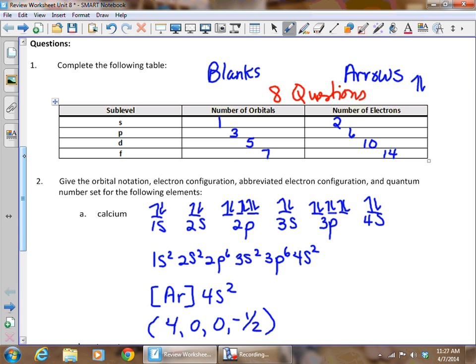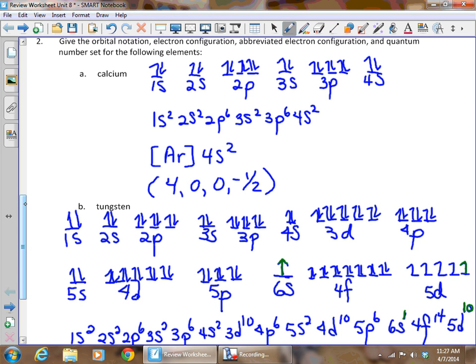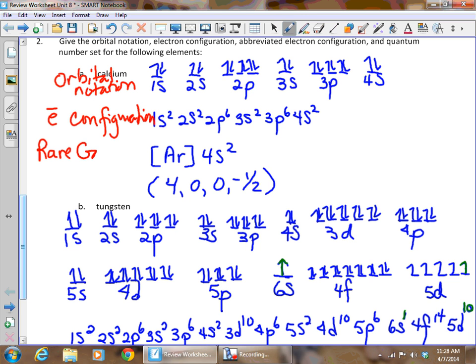So now the entire first page of the write-out is going to be a section like this. And it's going to be divided in a table form. So it's going to label each part, each block on the table and what you're supposed to put there. So you need to know that this is the orbital notation, that this is electron configuration, that this is the rare gas or abbreviated configuration. And finally, that this last one is the quantum number set.